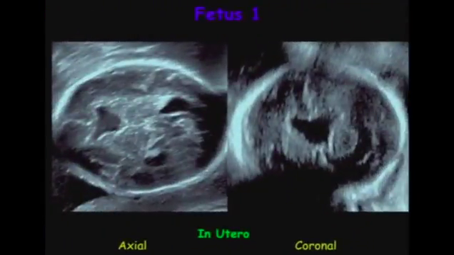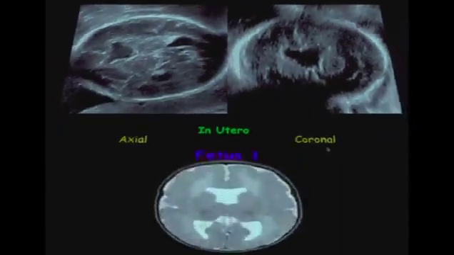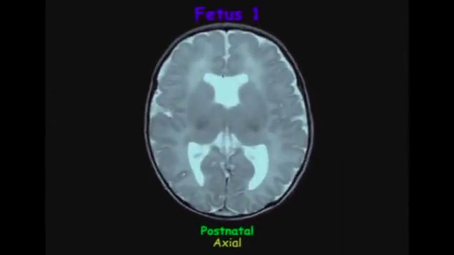Okay, let's move on to another reason here. We have fluid in front, axial and coronal, but what's missing? We don't see the 2 walls, the 2 septa pellucida. They're not present. Here's this fetus postnatally. We don't see the 2 walls.